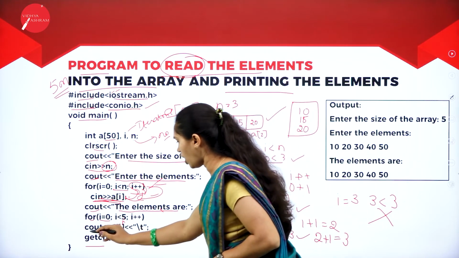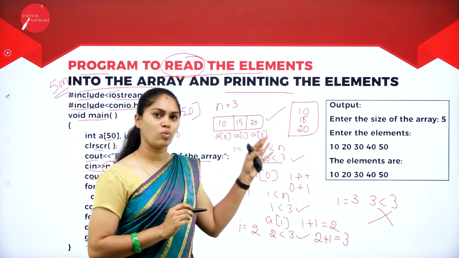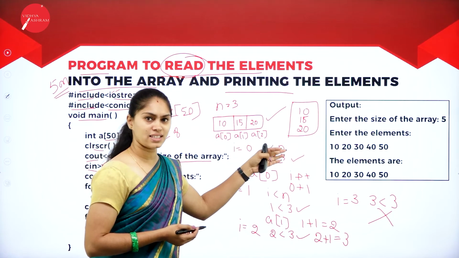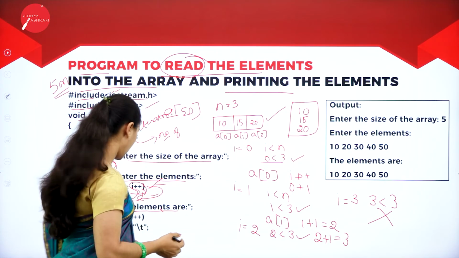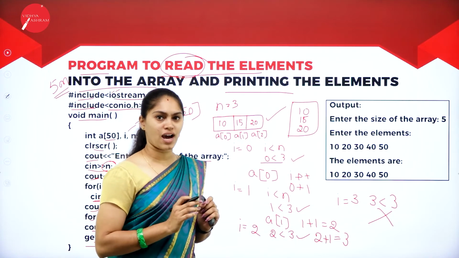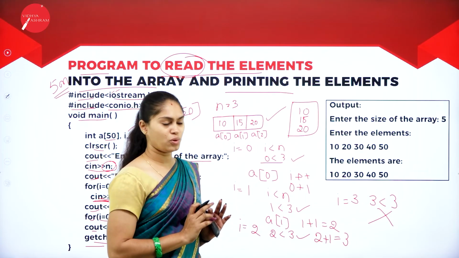And cout a of i. So what is there in the index i? 0, 1, 2. Those 3 are the indexes. Then it will display all the 3 elements on the output screen. And at last, we have getch and the closing of the flower brace. So getch will bring all the data to the output screen.